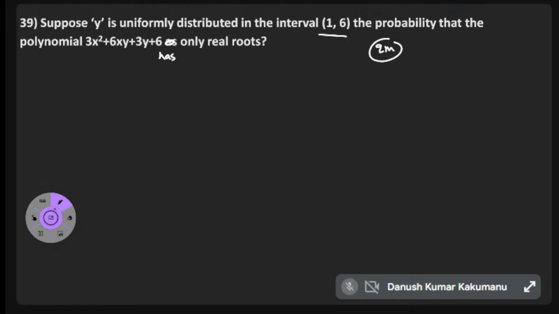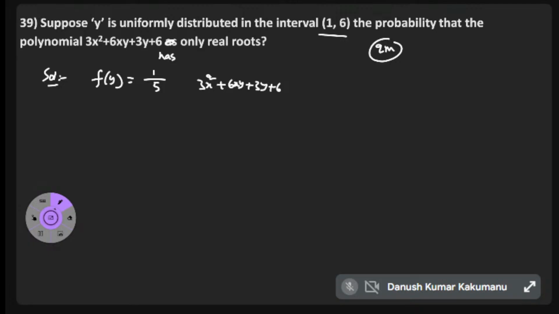Yes, y is uniformly distributed. That means what is f of y? F of y is 1 by 5. Yes or no? 1 by (b minus a), 1 by 5. F of y is 1 by 5. It is asking what is the probability that this polynomial has real roots.